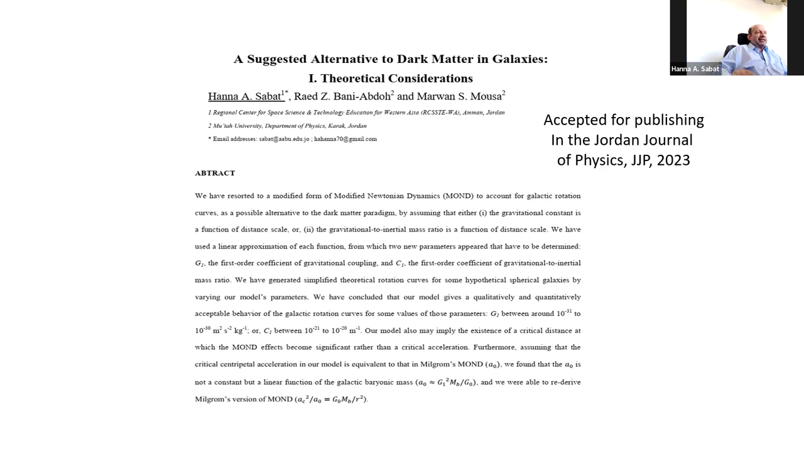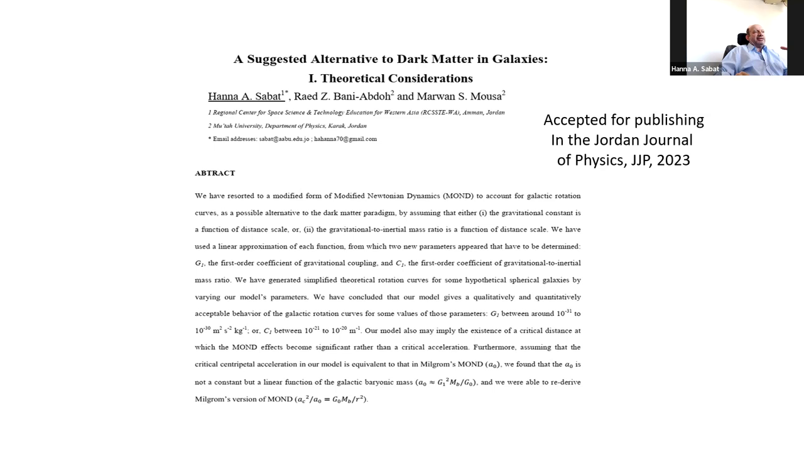So let me go on with the abstract. Our model also may imply the existence of a critical distance at which the MOND effects become significant, rather than a critical acceleration. So this model disagrees with Milgrom's one. There is a critical distance where this effect becomes clear rather than a critical acceleration.